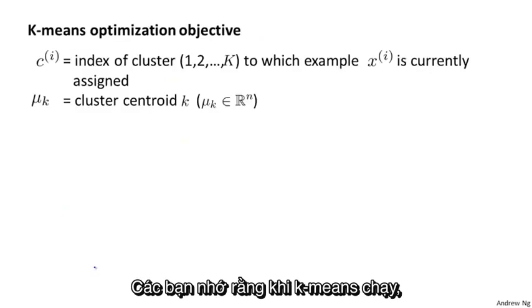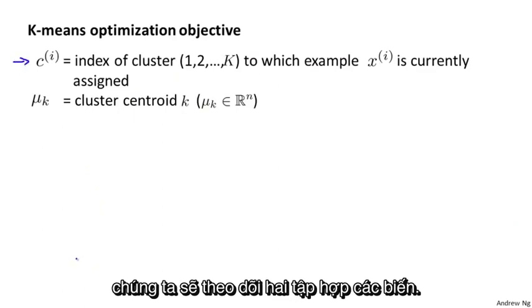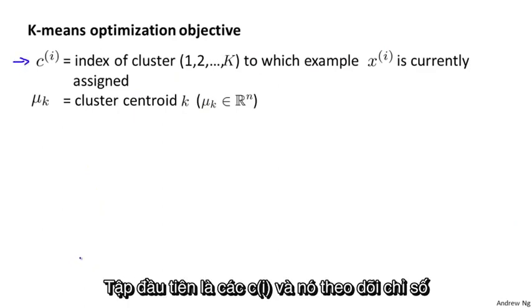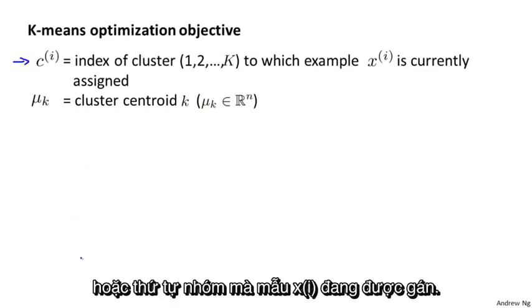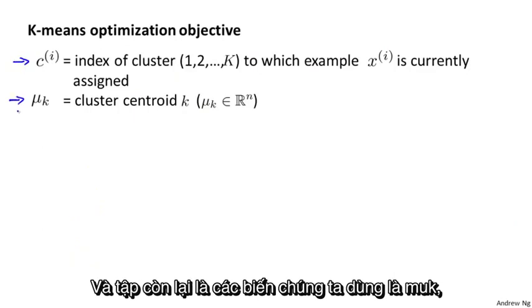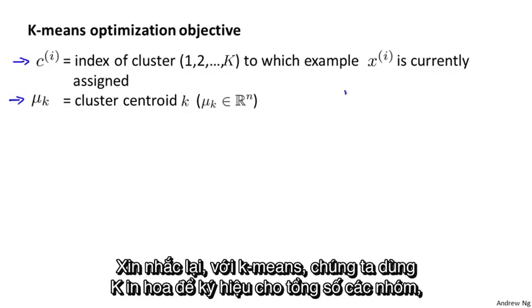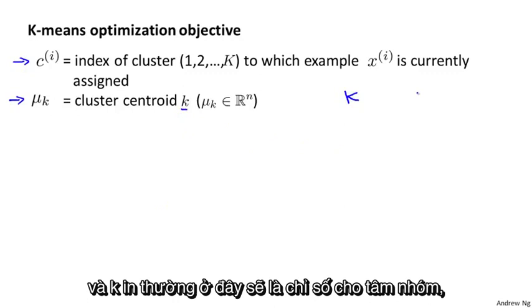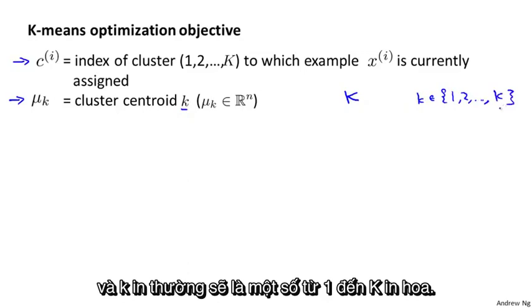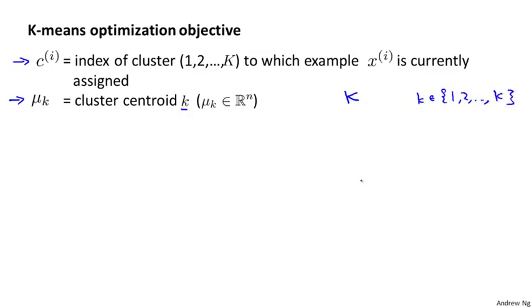Just as a quick reminder, while k-means is running, we're going to be keeping track of two sets of variables. First is these c i, and that keeps track of the index or the number of the cluster to which an example x i is currently assigned. And then the other set of variables we use is mu subscript k, which is the location of cluster centroid k. And again, for k-means we use capital K to denote the total number of clusters, and here lowercase k is going to be an index into the cluster centroids, and so lowercase k is going to be a number between 1 and capital K.